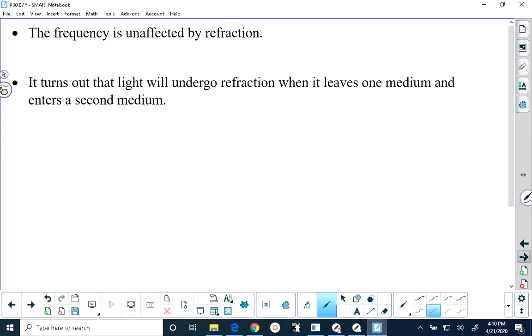All right, well, it turns out that everything I've talked about here in terms of mechanical waves, I've explained by using physical substances: mud, objects that are tied together with strings, pavement. I've used physical ideas here to explain refraction, but it turns out that light, which has no physical substance to it, it's not a mechanical wave, light also undergoes refraction when it leaves one medium and enters a second.